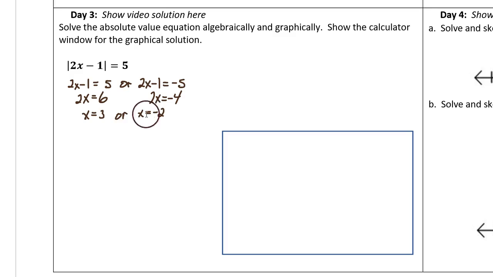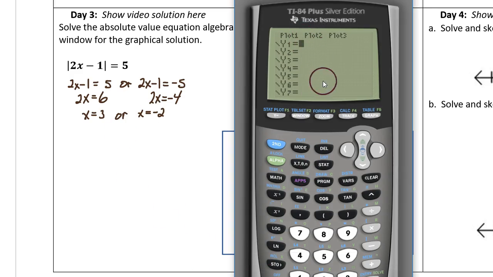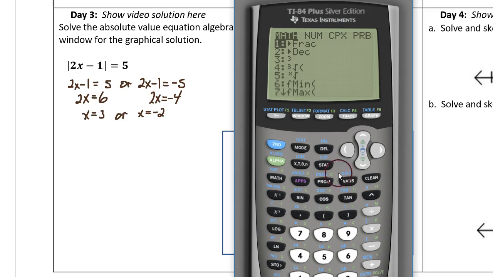Now let's solve this graphically. I'll bring my calculator onto the screen. For y1, I want to type in the left side of the equation. It has absolute value bars, so we need to put them on the calculator. Push math, then go over to number, and the very first choice says ABS.